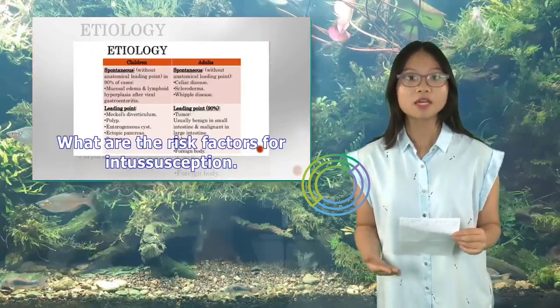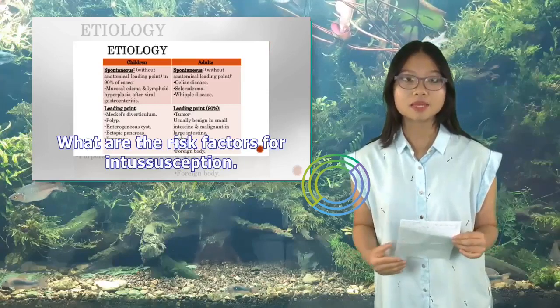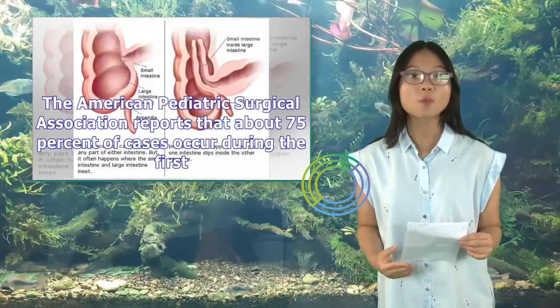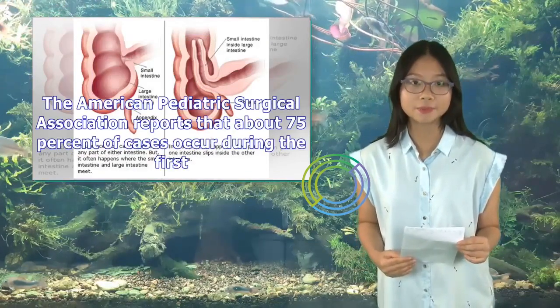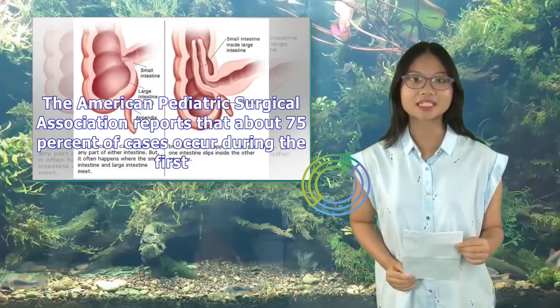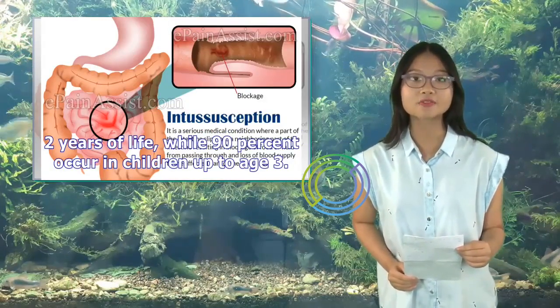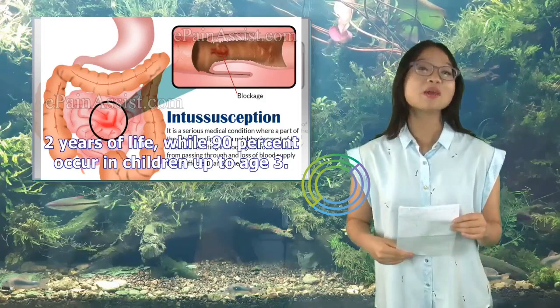What are the risk factors for intussusception? Intussusception can occur in anyone at any age. The American Pediatric Surgical Association reports that about 75% of cases occur during the first 2 years of life, while 90% occur in children up to age 3.